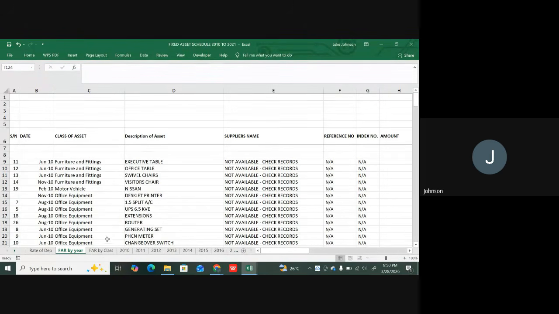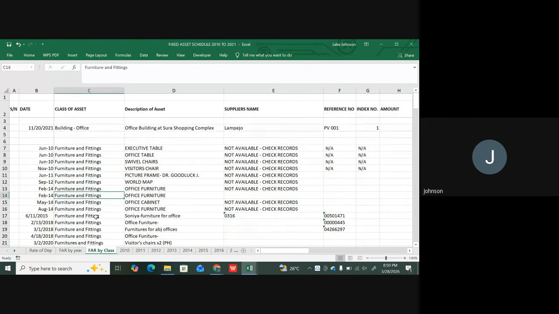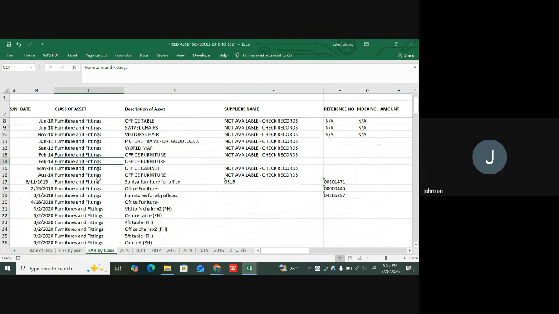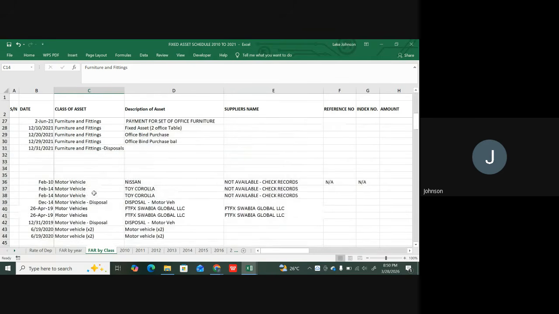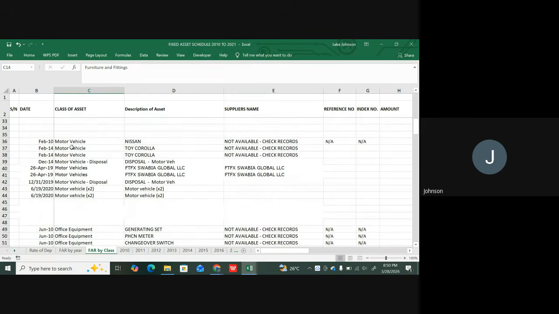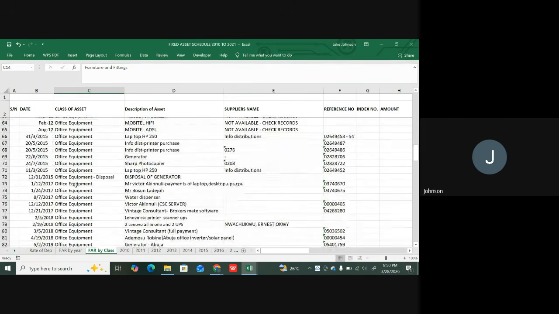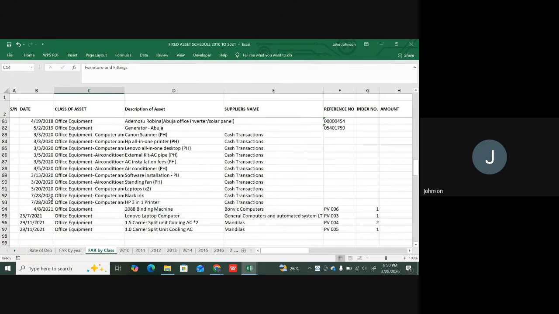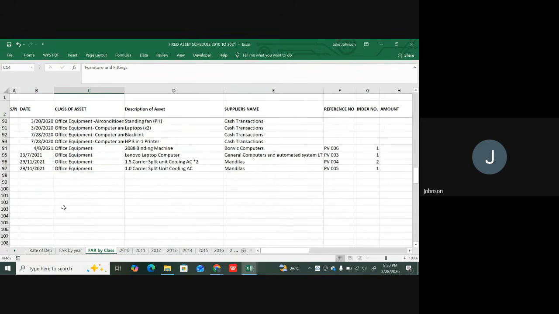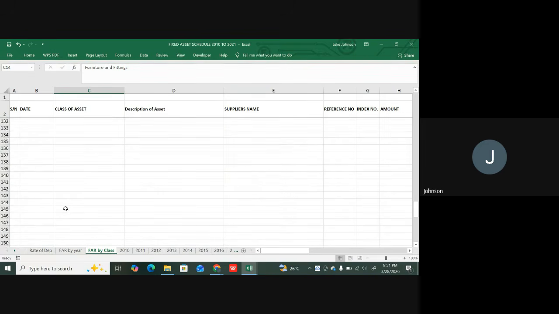But the other one, we are showing irrespective of when it was purchased. We want to show all the list of furniture and fittings that we have. We want to also show all the list of motor vehicles that we have, irrespective of the year they were purchased. We also want to show all the list of furniture or office equipment that we have, irrespective of the years that they were purchased. We just show all of them as a list and so on and so forth.